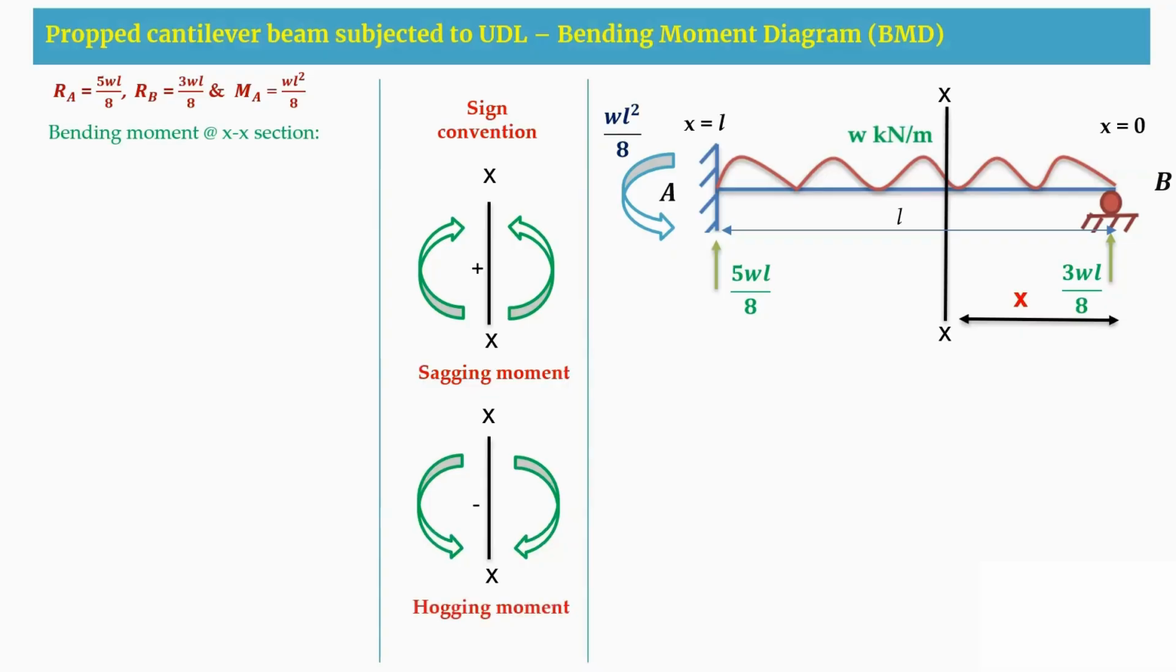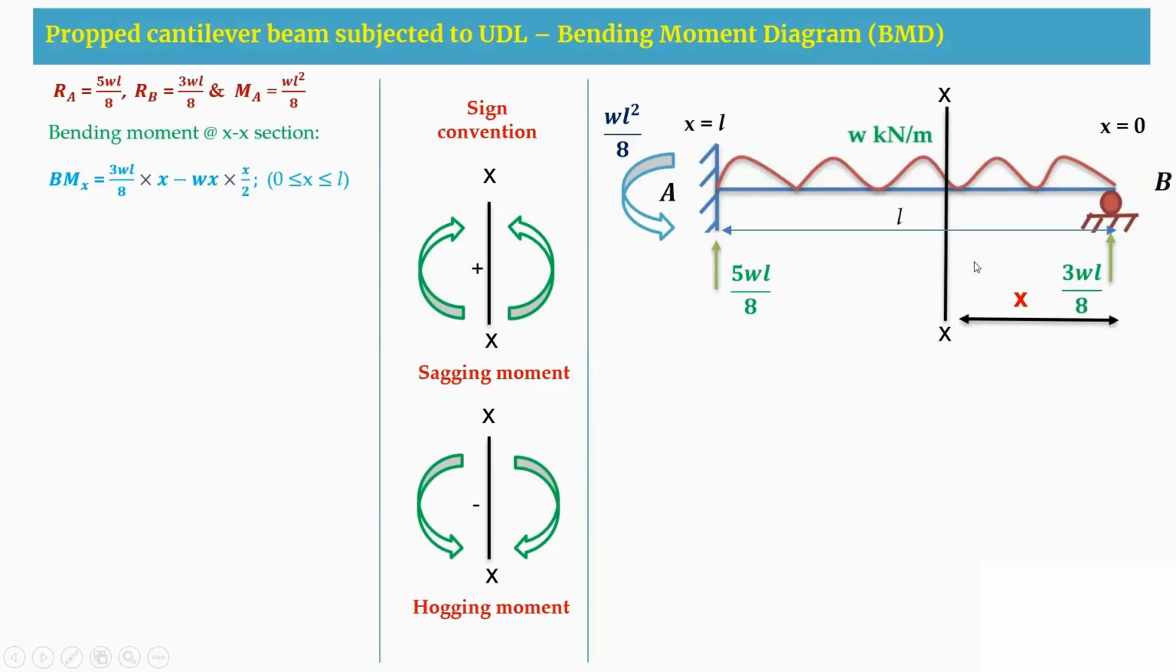So sagging moment means positive and hogging moment is a negative moment. After knowing this sign convention, at this section, when we write a bending moment equation, you can write here at B support, we are having an upward reaction. Upward in the sense towards the right-hand side of your section, you are getting it as anti-clockwise. Even though it is in the anti-clockwise direction, the arrow is heading upward of the section.